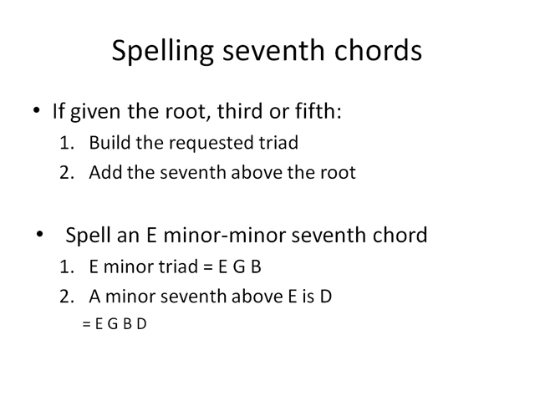The same principle holds true if you're asked to, say, spell a major minor seventh chord whose third is B. You would first build a triad that has B as the third, in this case a G major triad, and then you would add a minor seventh above G, which is F.